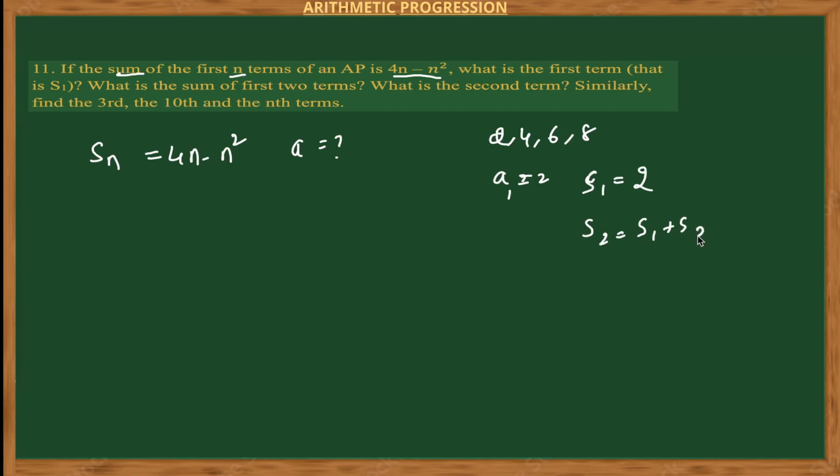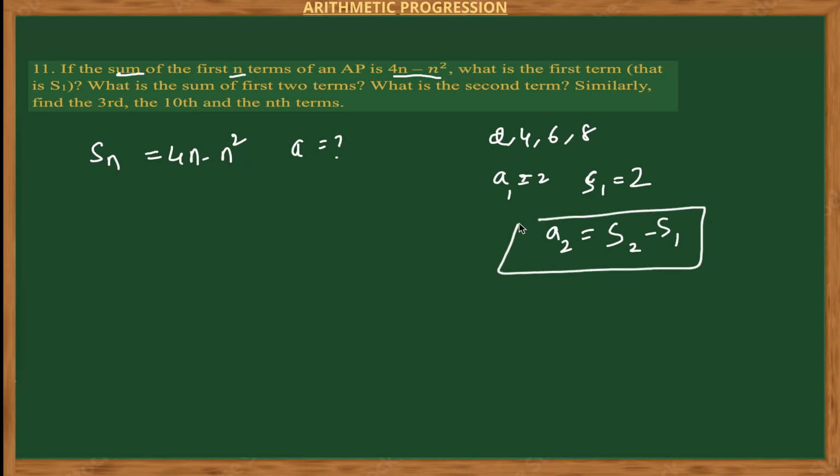You can see something like this. Let's put it like this. So 2 we have. Okay, so if we want to find the second term, this is nothing but this difference here. Okay, S2 minus S1. So remember this.